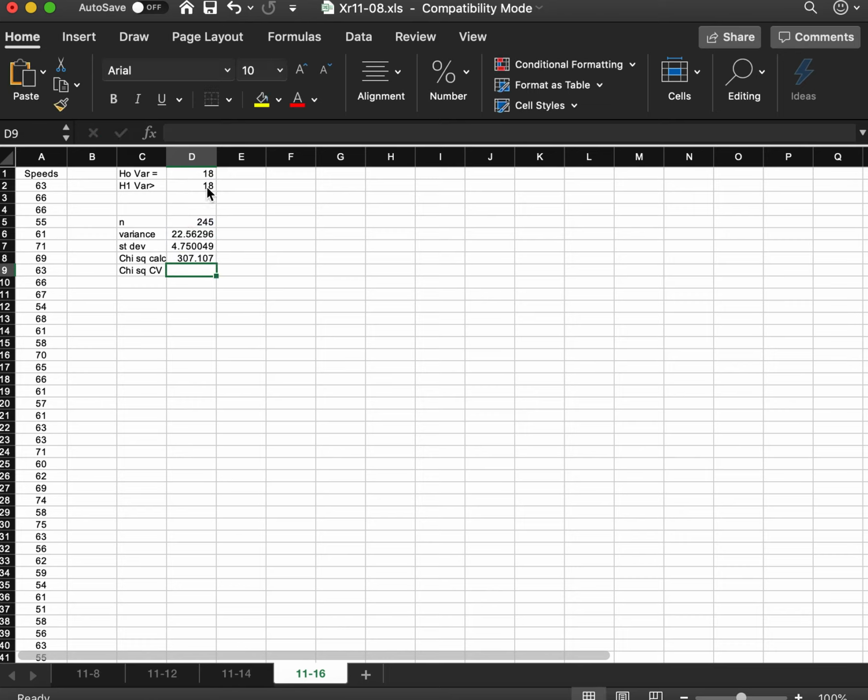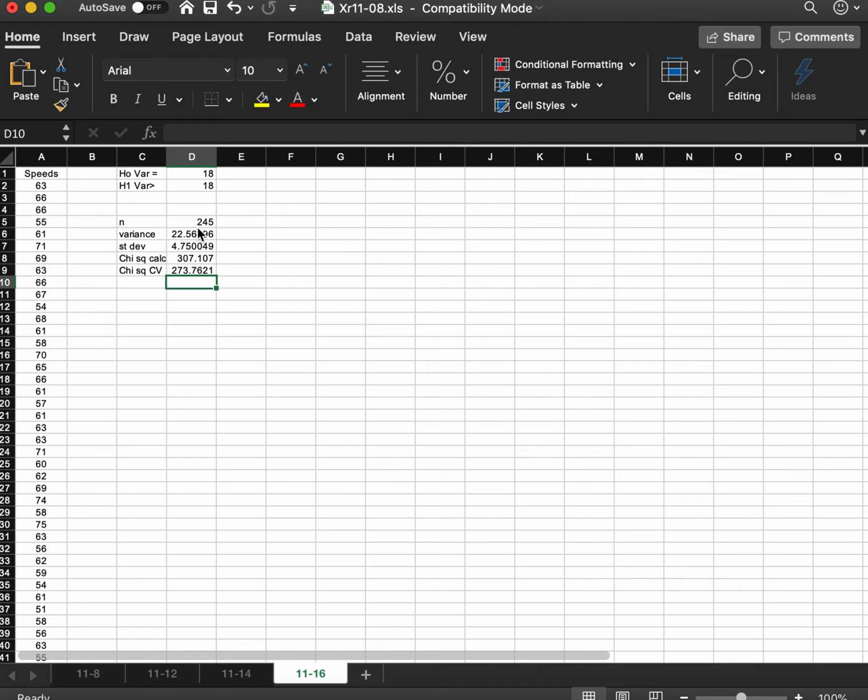Now it's a right tail test, so we're going to compare it to our critical value. Our critical value in this case, the formula we're going to use is CHISQ.INV.RT, and our probability is given to us in our practice problem. So it's 10%. So you're going to put 0.10 comma, and degrees of freedom is our n. So you should get 273.76.